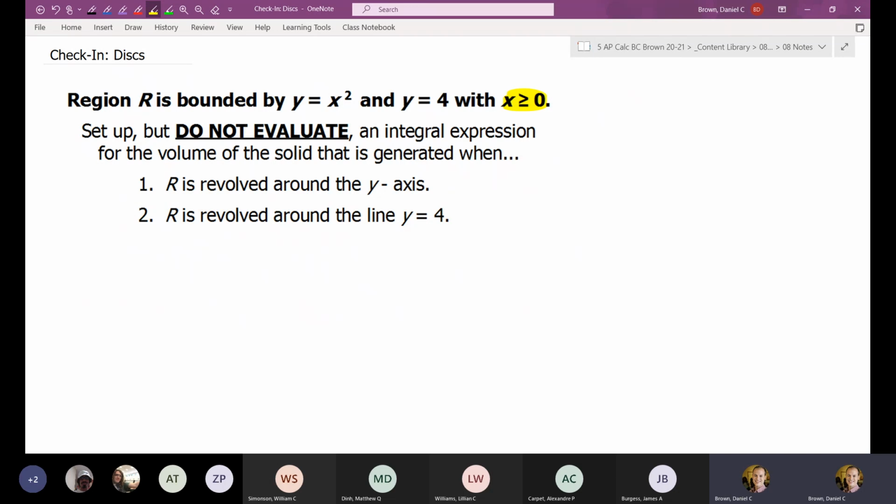Number 1, you're going to rotate the region described about the y-axis. And then part 2 is you're going to rotate that region about the line y is equal to 4. Just set these up. Don't worry about evaluating them.